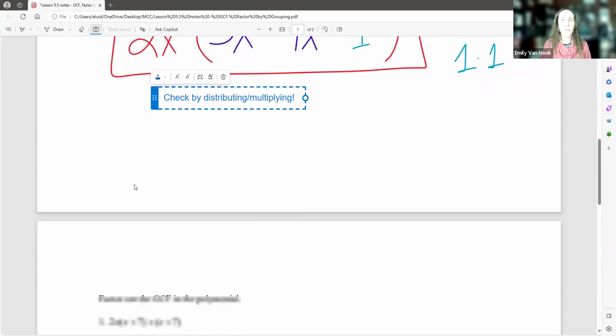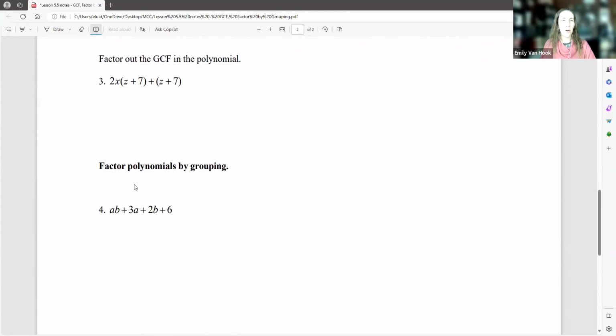All right, so we've made it through the first page. Now we're on to our second page. So there's just 2 pages here for the notes for this section. We're practicing factoring out GCF, and then we'll get into factoring by grouping. So we have one more example on the next page.